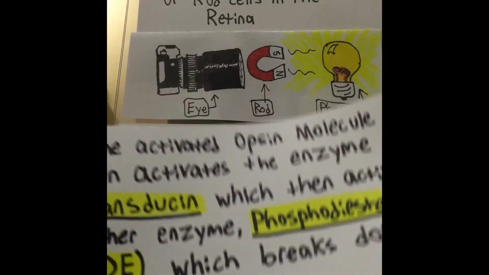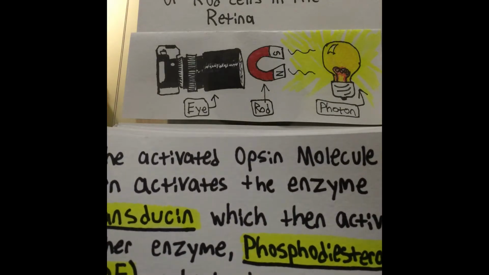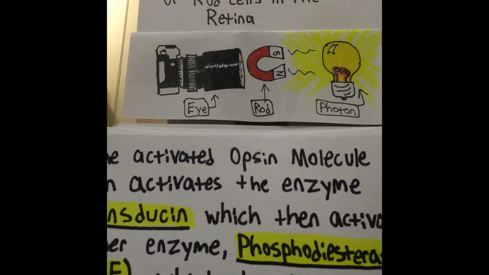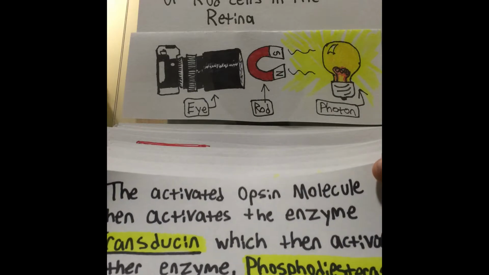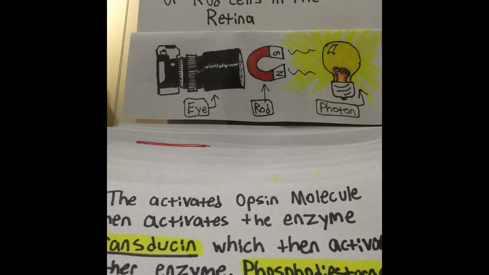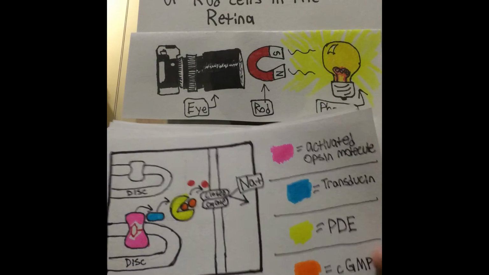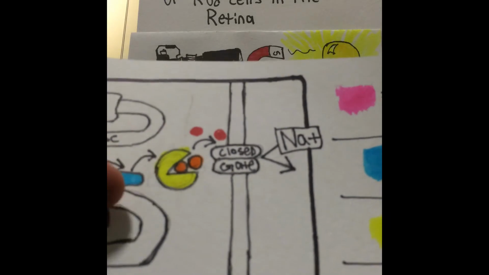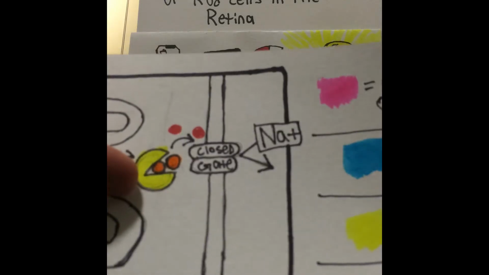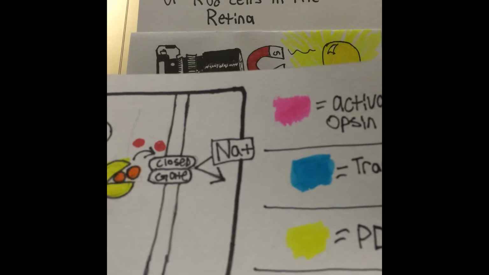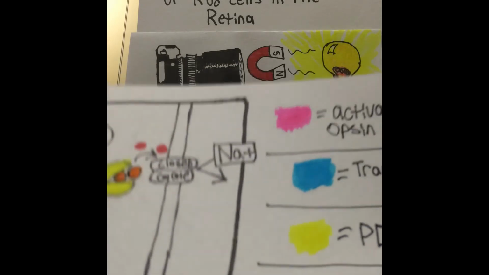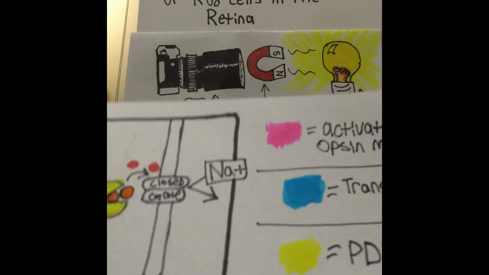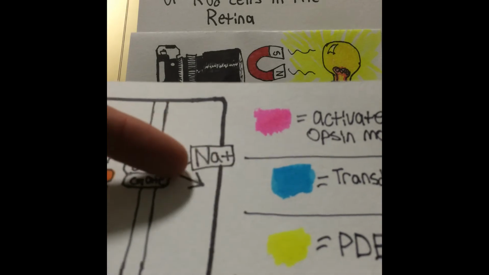So the activated opsin molecule then activates the enzyme transducin, which then activates another enzyme, phosphodiesterase, or PDE, which breaks down cGMP. So we have here a visual representation of our activated opsin molecule, which activates the transducin, which then activates the PDE, which breaks down the cGMP, which keeps our gate closed here, and therefore the sodium is deflected.